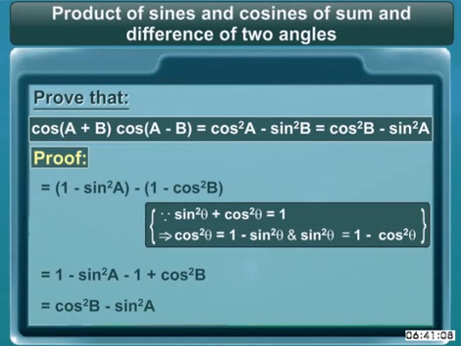So we can say that cos of A plus B into cos of A minus B is equal to cos square A minus sin square B, or it is equal to cos square B minus sin square A.